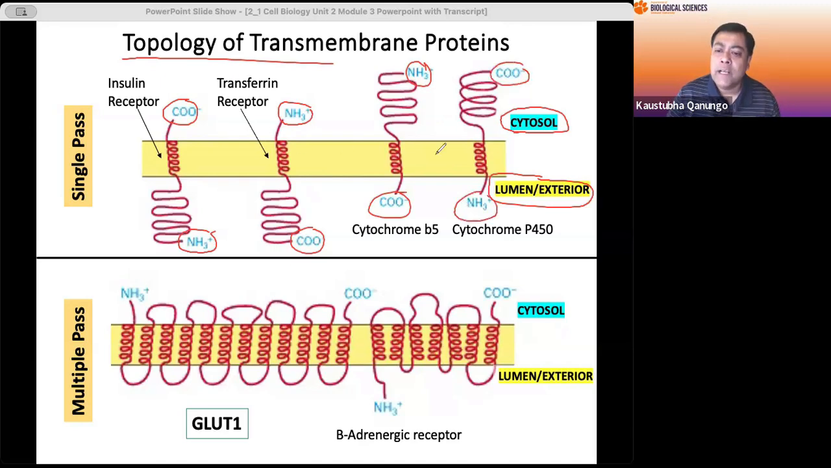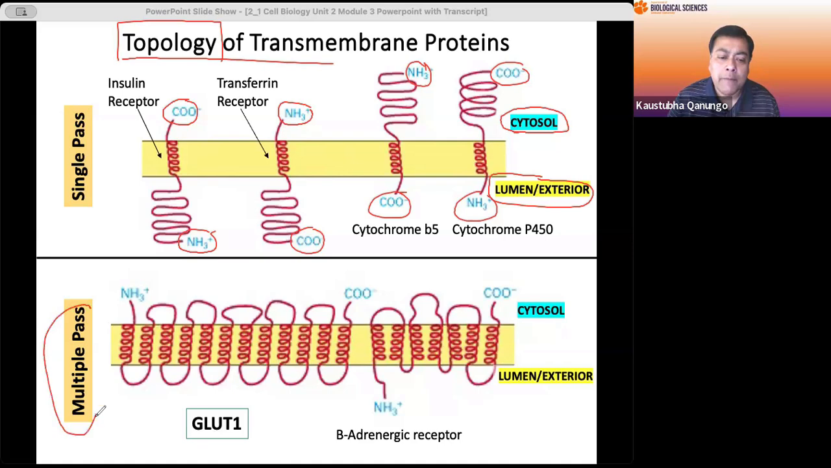So if you have a single pass protein, it doesn't matter, the protein can have all different combinations of the topology. The N or C terminal could be on either side, cytosol or luminal side. Either side could be big or small. And these are a couple of examples. You do not have to memorize any of those names specific to that.